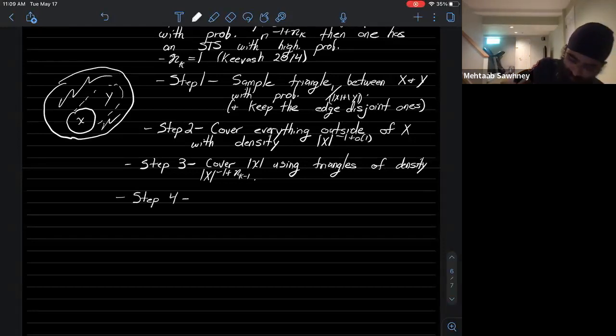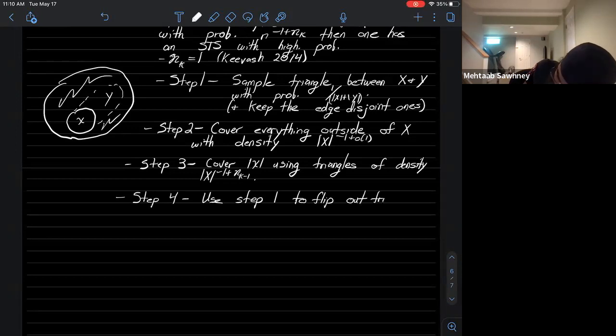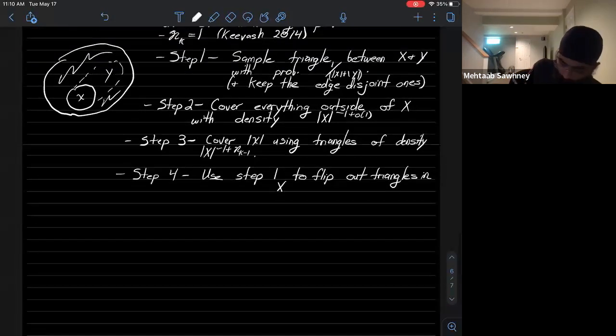And so the key point is there's one funny step in this construction. I set aside these initial triangles and I need to use them somewhere. Step 4 is use step 1 to flip out triangles in X. I need to be a little more precise here, so this is best done with a diagram.